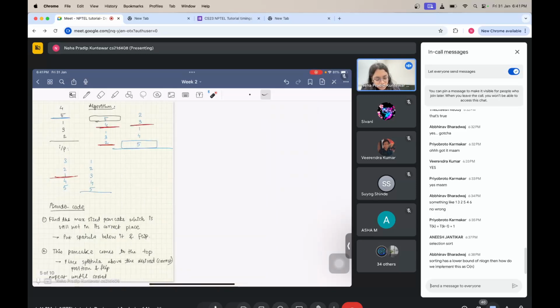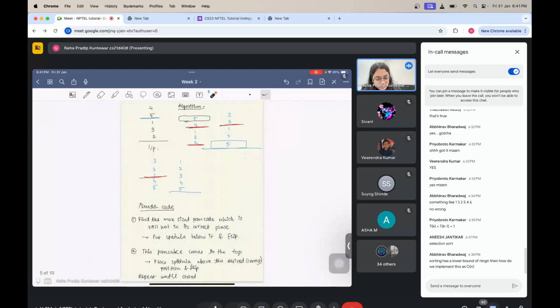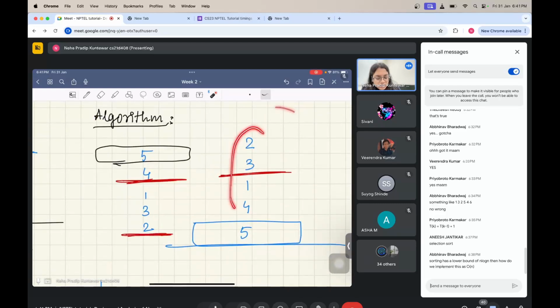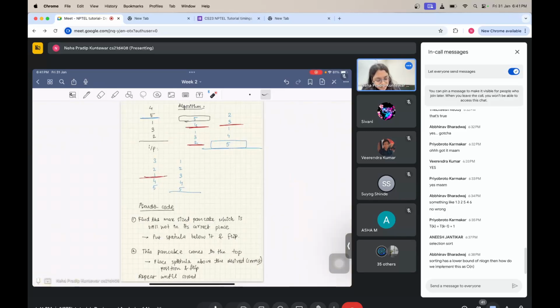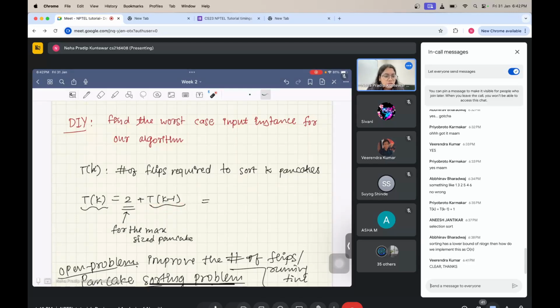So in order to solve the whole problem, you use a maximum of two flips to place one pancake, and then your job is just to sort the rest, as 1 2 3 4. You can think of this as a smaller instance of the problem with k minus 1 input size, or k minus 1 pancakes. So that is your T of k minus 1. Okay, good.